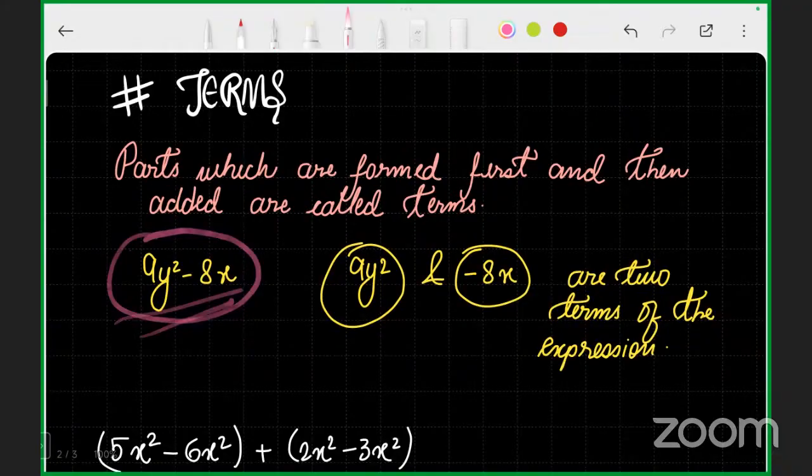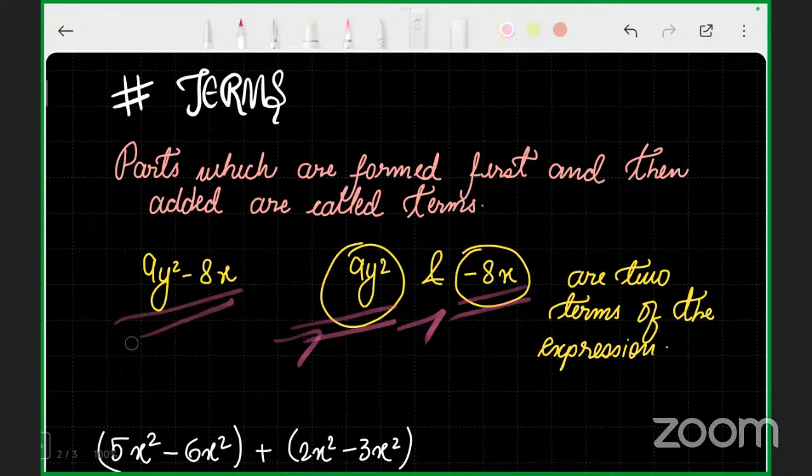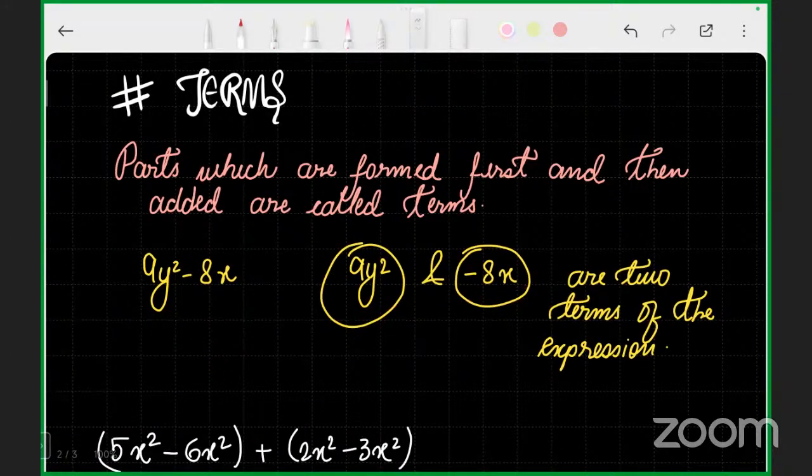Let's say we have the expression 9y square minus 8x. We can say it is made up of two terms. One is 9y square and the second term is minus 8x. So we have one expression made using these two small things, and we are just adding them. The single units are called terms, but we can break them down further.